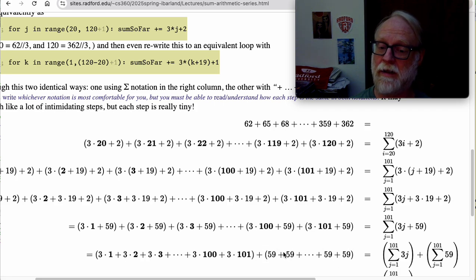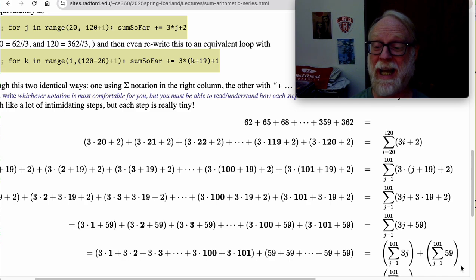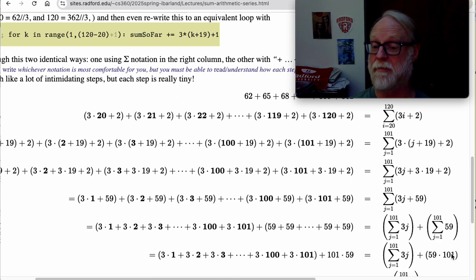How many of those do I have? I had 101 terms here, so there's 101 of these. What is 59 plus 59 plus 59, 101 times? That's 59 times 101. I'll write it, though, just to be super small step and complete. This thing here, the 59 plus 59 plus 59, I'm going to write as a Greek letter sigma summation. As j goes from 1 to 101, add on 59 to my counter. The thing I'm adding on doesn't even depend on j. Kind of silly. We know that that's just going to be 59 times 101 because I'm adding that up every time through.